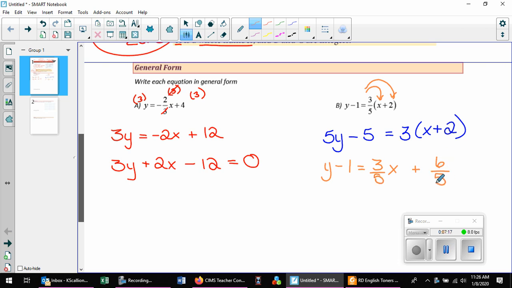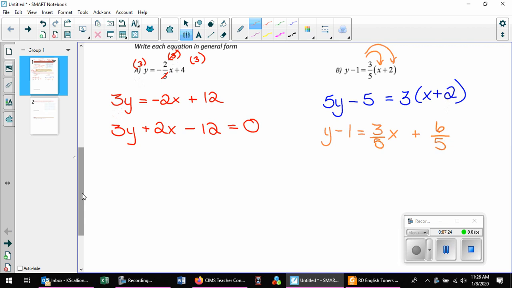So that's like what we did yesterday. Now what would I do? Times everything by 5. So this would get times by 5, this would get times by 5, this would get times by 5, and that would get times by 5. So I would have 5y minus 5 equals 3x plus 6. You get the exact same answer.